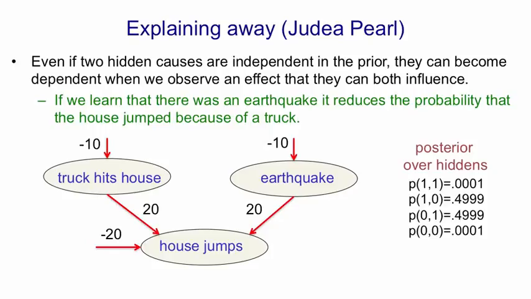There's 4 possible patterns of hidden causes, given that the house jumped. 2 of them are extremely unlikely, namely that a truck hit the house and there was an earthquake, or that neither of those things happened. The other 2 combinations are equally probable, and you'll notice they form an exclusive OR. We have 2 likely patterns of causes, which are just the opposites of each other. That's explaining away. Now that we've understood explaining away, let's go back to the issue of learning a deep sigmoid belief net.